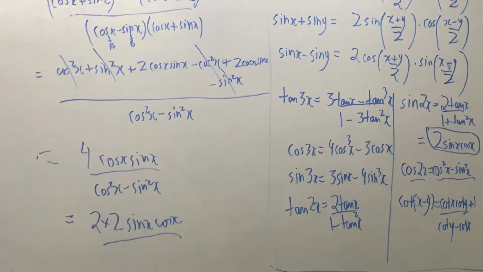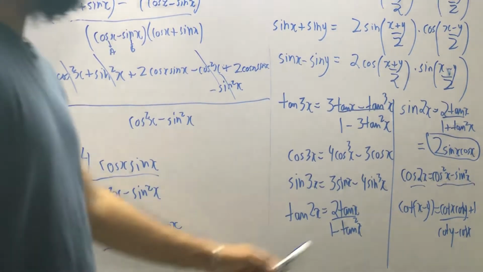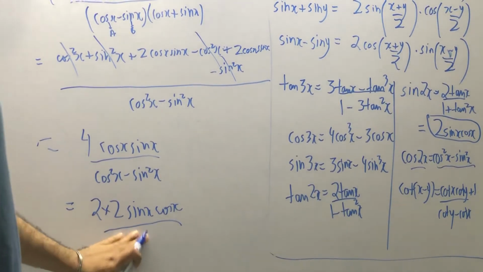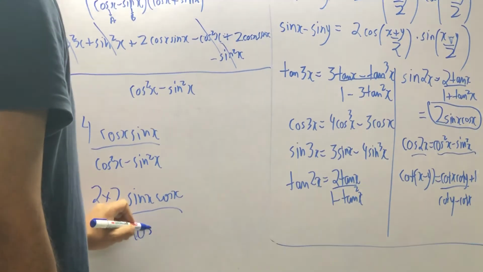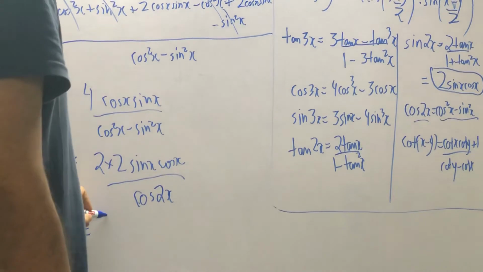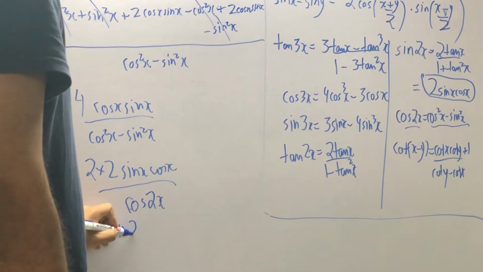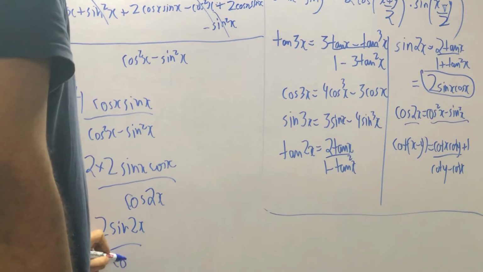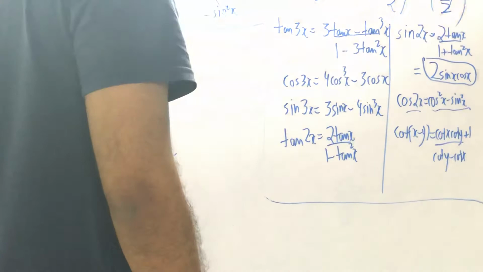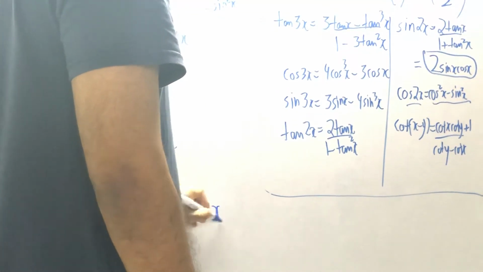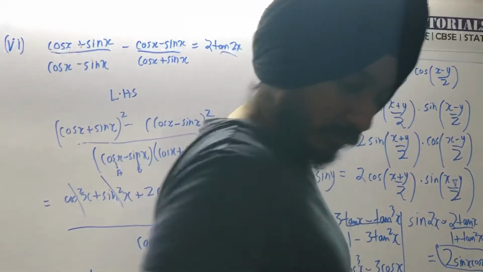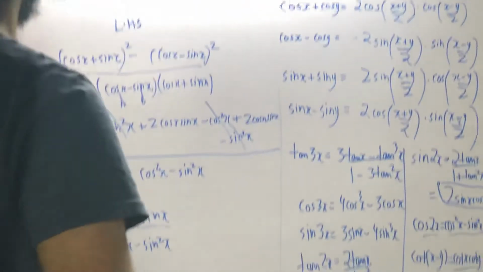Now cos square x minus sin square x, what is that? That is cos 2x. So here you will write cos 2x. Now 2 sin x cos x is sin 2x, so we have 2 sin 2x upon cos 2x. Sin 2x upon cos 2x is tan 2x. So this will be 2 tan 2x. Just rub this one.